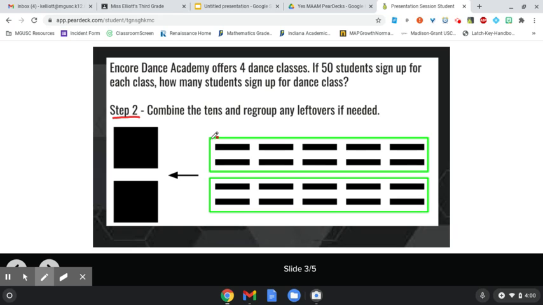And you're going to draw a box around them. So here I have 1, 2, 3, 4, 5, 6, 7, 8, 9, 10. And that equals 100, like right here. And then I have another set of 10. 1, 2, 3, 4, 5, 6, 7, 8, 9, 10, which is also equal to 100. So when I do this, I know 4 times 50 is going to equal 200.